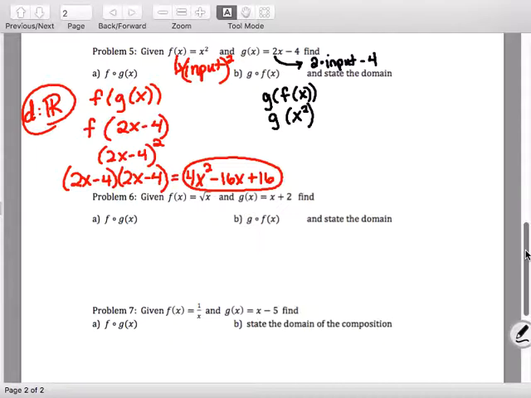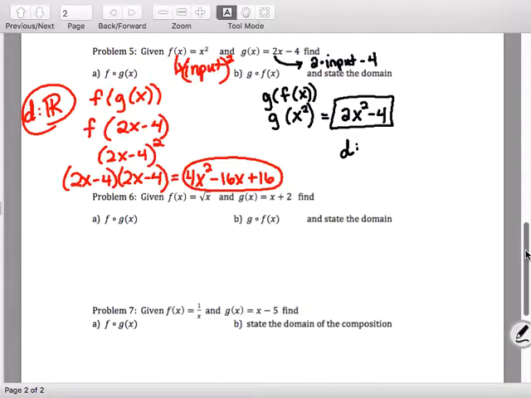Some students find that enormously helpful. You do it if it helps you. If you don't need it and you're consistently getting the right answers, then you don't need to do it. Here, my input is x squared. So it's 2 times x squared minus 4. There's no like terms. I'm done.